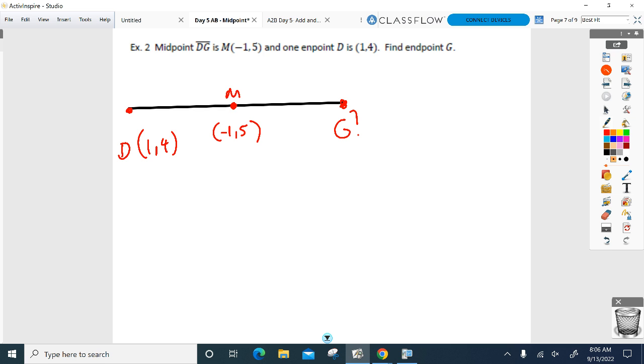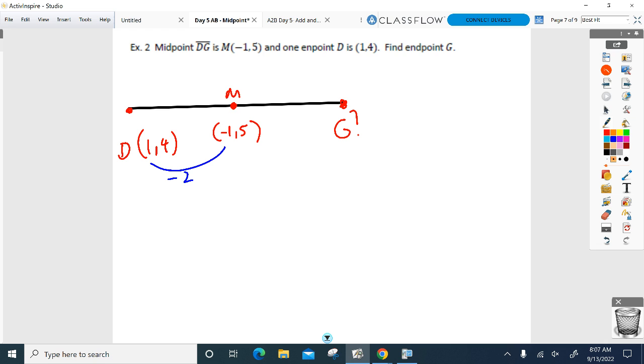How far, let's go x-axis first. I'm at D, I'm at 1, and I went over, or back, to negative 1. How many units did I just travel from 1 to negative 1, everyone? 2 units, right? In the negative direction? Everyone agrees? I just went 2 units in the negative direction.